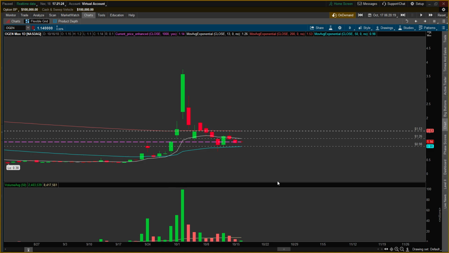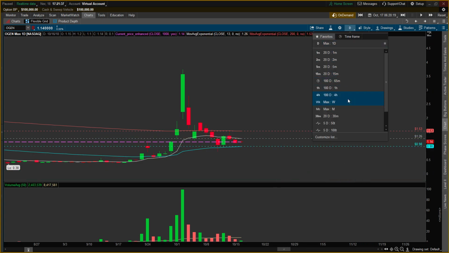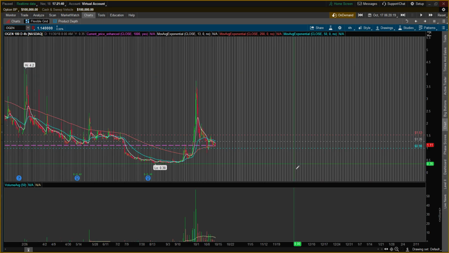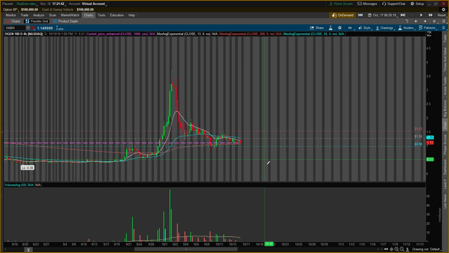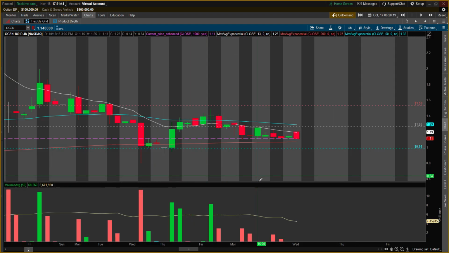Red for the 200, white for the 13, and blue for the 50. Alright, so now we're going to go into a 4-hour. Alright, and as you can see, they've shifted quite a bit. Your 200 that was up here creating resistance is now down here supposedly creating support. Now remember, this is only a 4-hour chart.